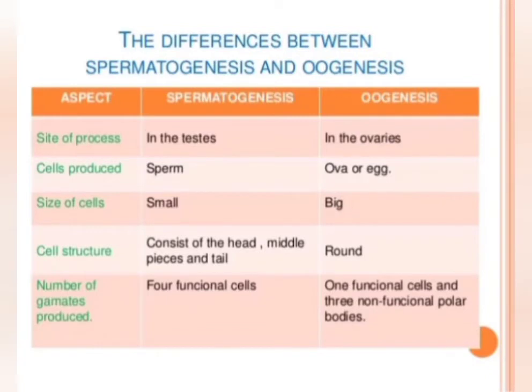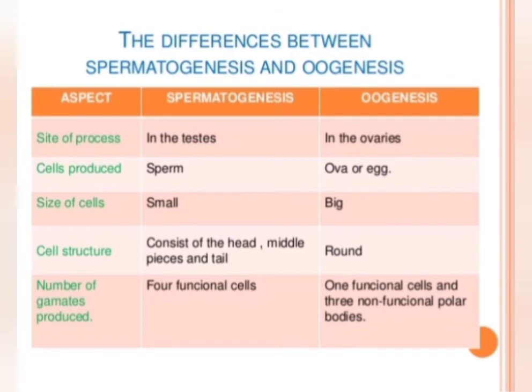Now we will see the differences between the spermatogenesis and oogenesis processes. If we see the first aspect, that is the site of the process: spermatogenesis takes place in the testis, and oogenesis takes place in the ovary. Now the second aspect, the cell produced. In spermatogenesis, sperm cells are produced. In oogenesis, ova or egg cells are produced.